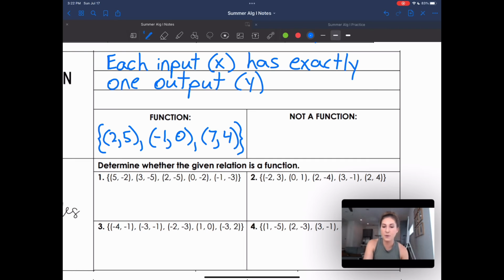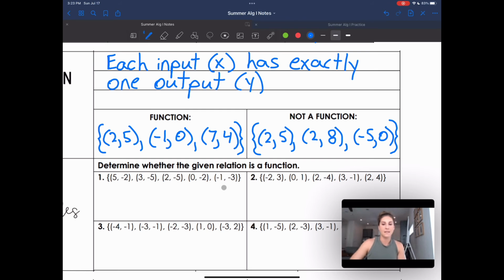All right, I'm going to make up 3 points that would not represent a function. Here we go. I'm going to say, let's do that first point again, 2, 5. And then let's do 2, 8. And then, I don't know, let's do -5, 0. All right, here is another set of coordinates, but these ones do not represent a function. Okay, let's look at why. So notice in our definition, it says each input has exactly one output. So each x has to be linked to one y value.